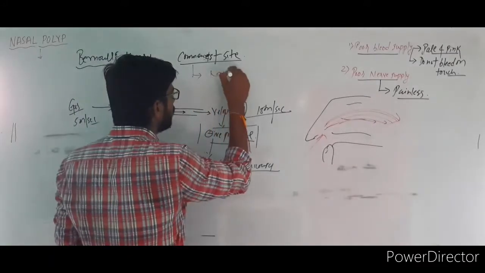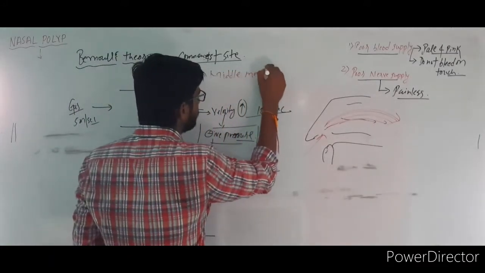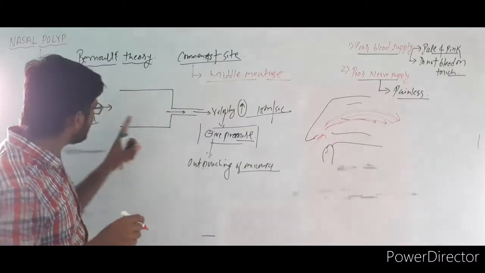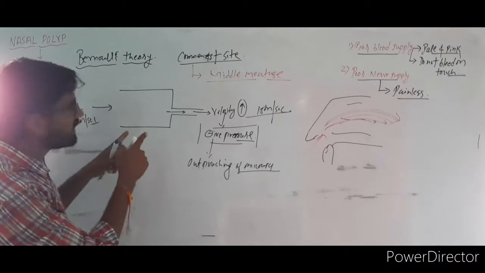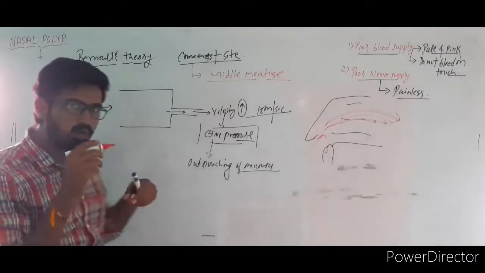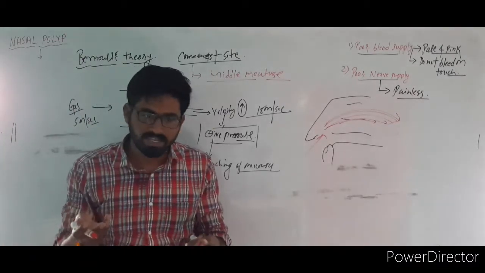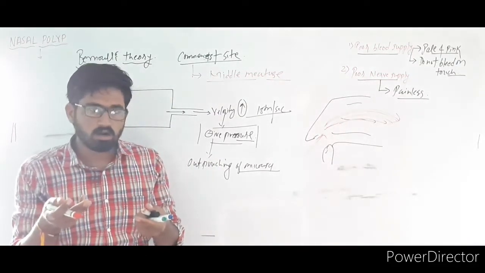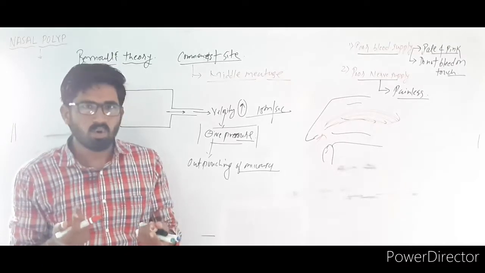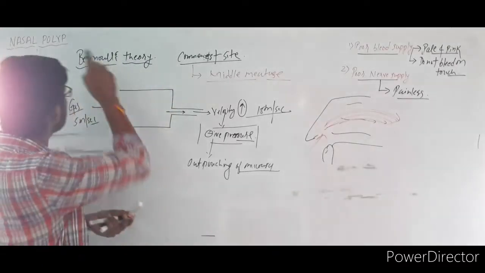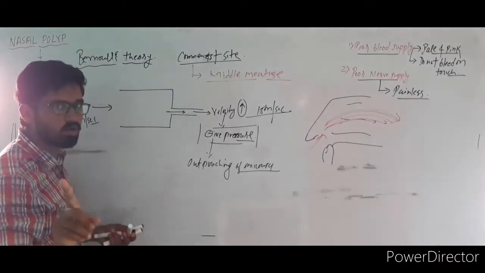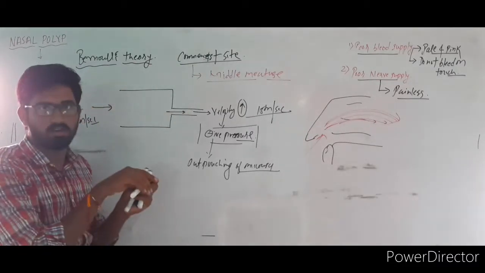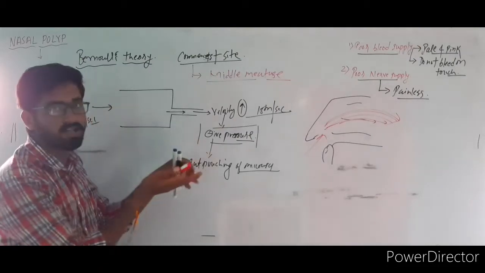So this middle meatus is the commonest site. You can ask, if this is responsible for nasal polyp, does everyone have a nasal polyp? Do you have one, or do I? No, it's not like that. The Bernoulli theorem is applicable only when there is a narrowing pathway. Why is there sudden narrowing?